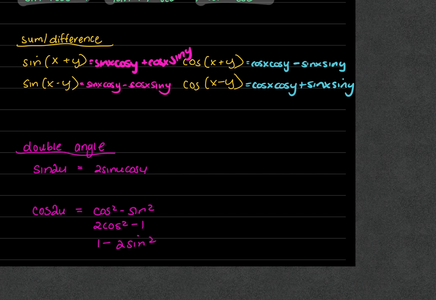But yes. And then the last one was your double angle. So your double angle is going to be built into both the verifying and the solving of the equation. So if it said sine of 2u, memorize 2 sine cosine because it will make your life easier. If it says cosine of 2u, remember there's 3 options: cosine squared minus sine squared, 2 cosine squared minus 1, and 1 minus 2 sine squared.